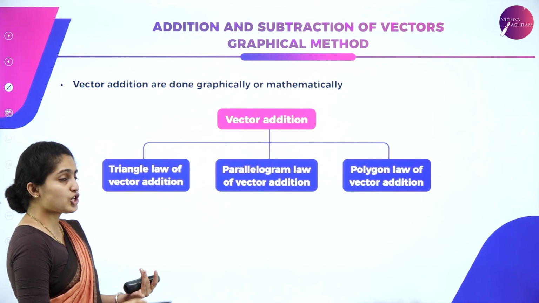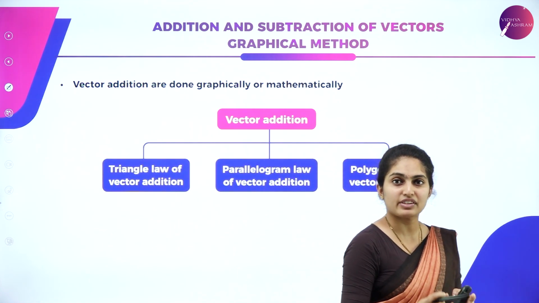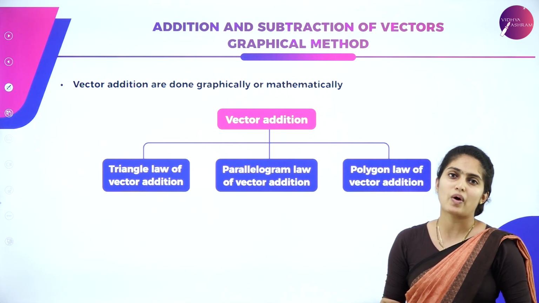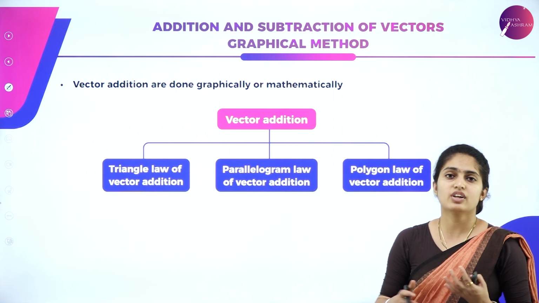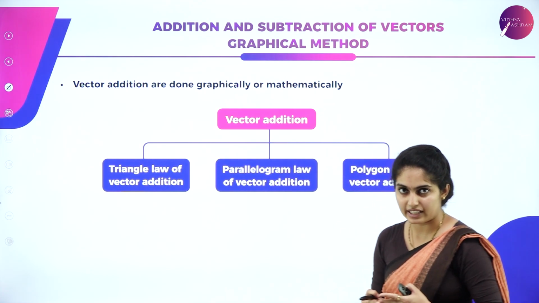Next is addition and subtraction. These are all arithmetic operations with respect to vectors. So multiplication of the vectors is over. Now let us check how to add as well as how to subtract. It is not that direct that you just add and subtract. We have certain rules and regulations for it.